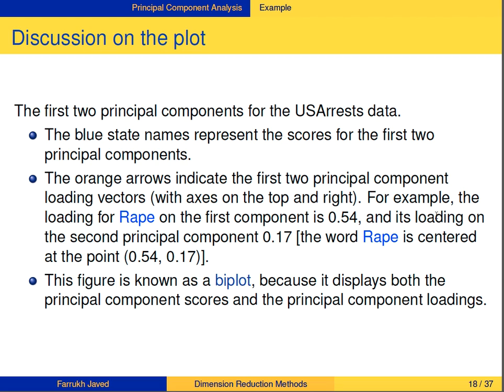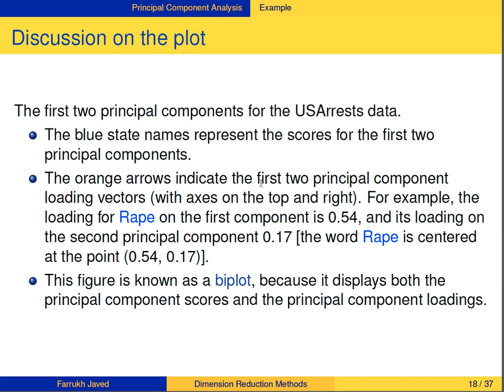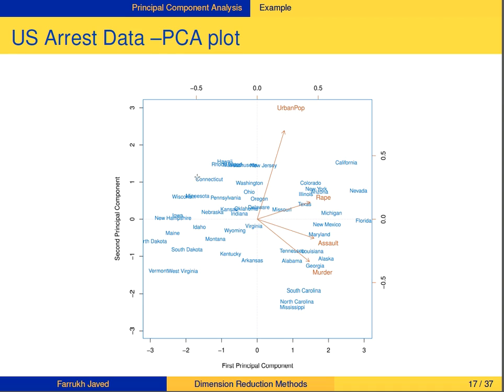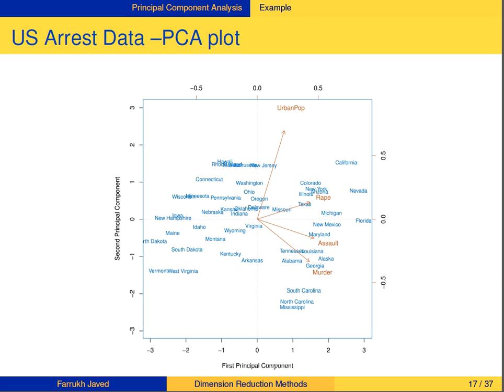Now, if you look back, in the first 2 principal components for US arrest data, the blue state names represent the scores of the first 2 principal components, like here. The orange arrows indicate the first 2 principal component loading vectors. Those oranges are the loading vectors, and those blues are the state names. By the way, the loadings of the first principal component are mentioned over here, and the loadings of the second principal component are on the right side.